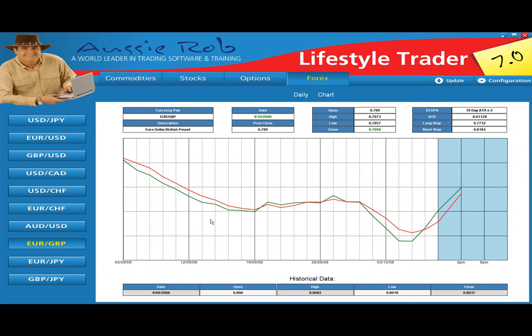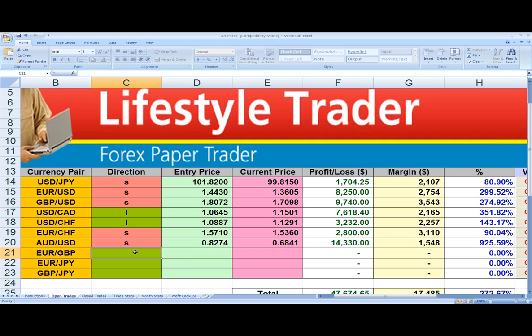Euro Pound is next. Now we have a long trade just occurred recently. The entry to this would have been 0.7890, currently trading at 0.7958. Let's put that into the trade sheet. So that's a long for 0.7890, and 0.7958 was the current price, and only for a short amount of time. The trade's very profitable so far.